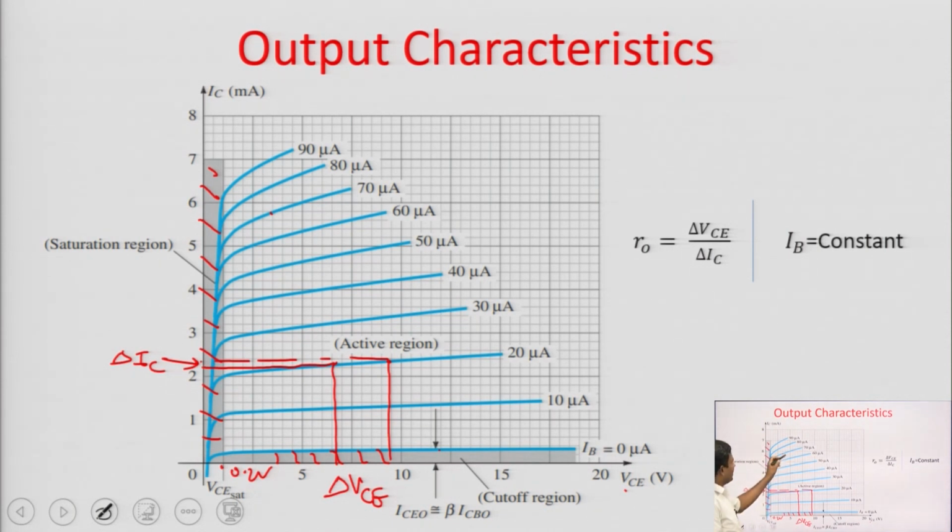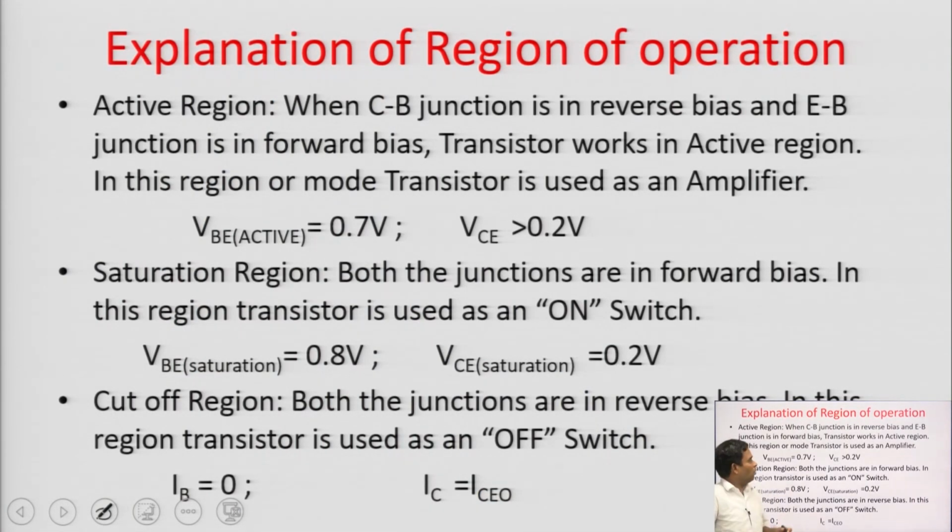Now, in between the cutoff region and saturation, there is a region called the active region. In this region, the emitter base junction is in forward bias and the collector base junction is in reverse bias, and the transistor is used for amplification. This region of operation is the main region, because the main application of a transistor is the amplification action. Now, this is all about the explanation. Already I have explained all these 3 regions in case of common base, and all points are almost the same.